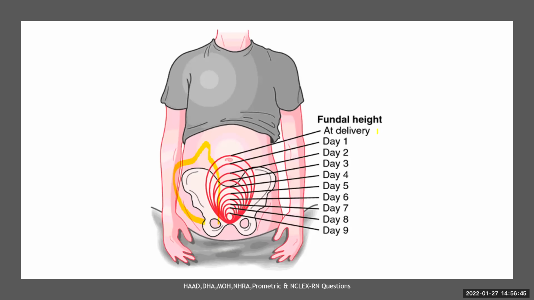Again, at delivery, the position. Day 1, position. How should this uterus be? It is on the midline and at the umbilicus. And after the 9th day, the uterus or the fundus cannot be palpated.